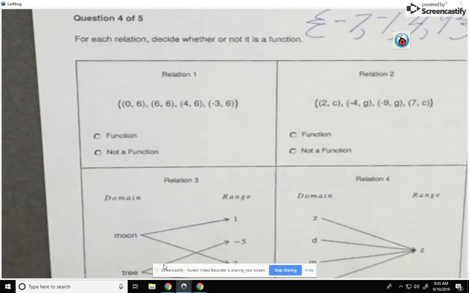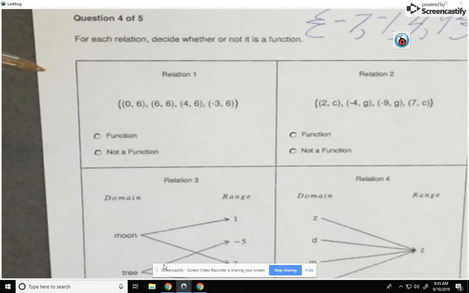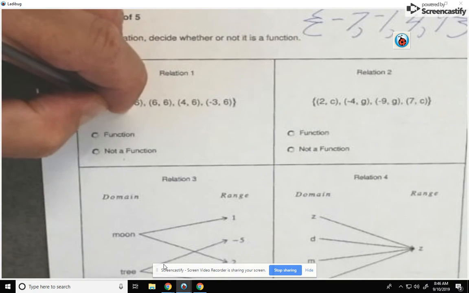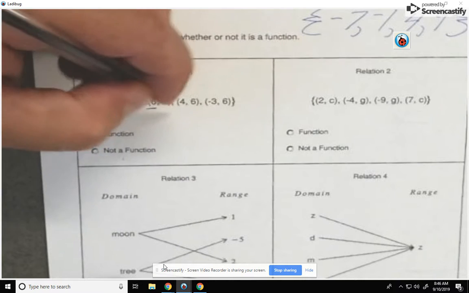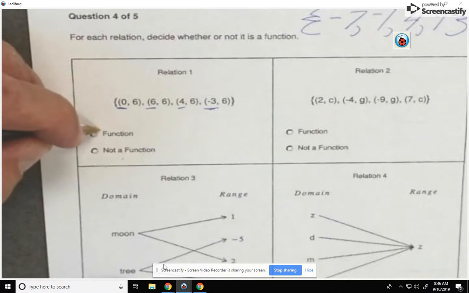Okay, question 4 gives you a set of relations and it asks you whether or not it's a function. Okay, so in this case, you know that your domain, which is your x values, can only go to one range, which is your y values. So if you're dealing with a set of points, the easiest thing to do is just look at your x's, and if they're all different, then it's obviously a function. So here we have x values of 0, 6, 4, and negative 3. Since these are all different, this is a function.